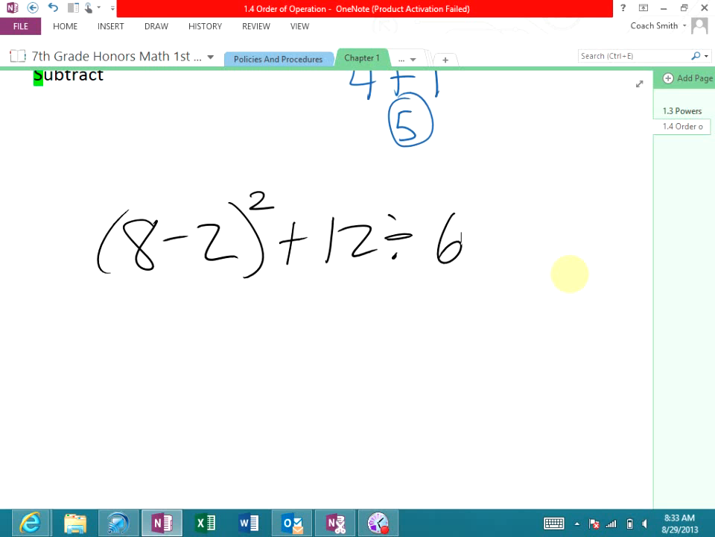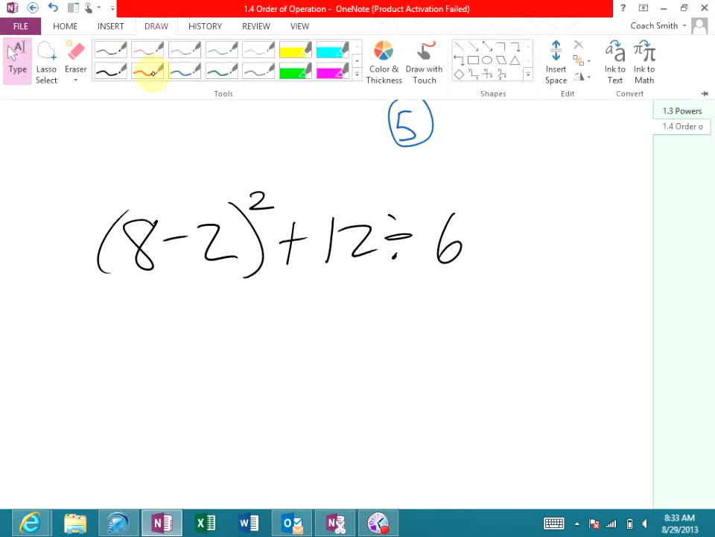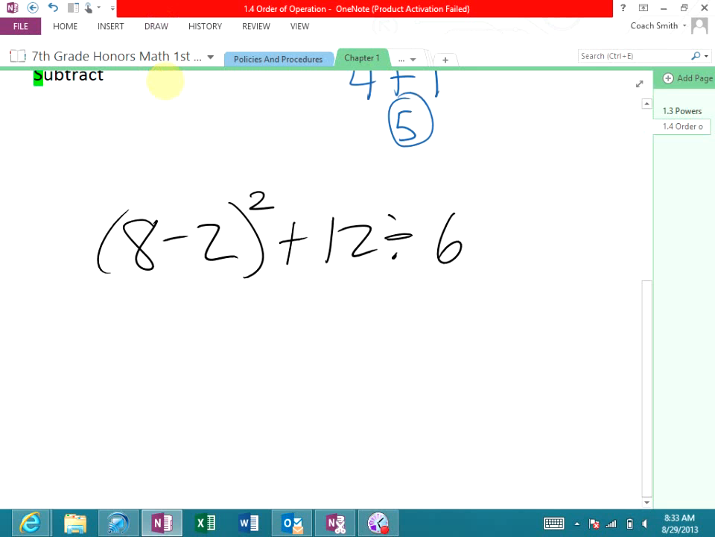If you're still working on it, still work on it. Annie, what'd you get? 38. That is correct. All right. Let's see how we got 38. Okay. What do I do first? Annie. Okay, we do the parentheses, which is what is in the parentheses. Right. We're going to do 8 minus 2. That's going to be first. 8 minus 2 gives us 6.